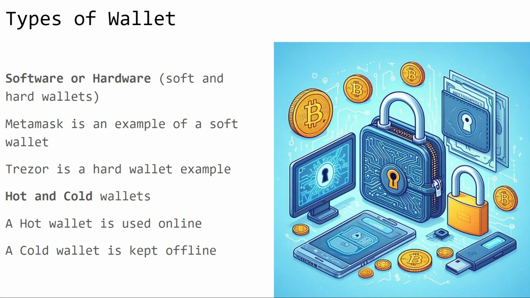So we're now going to talk about types of wallets. There's software and hardware wallets, so soft and hard wallets. MetaMask is an example of a soft wallet, and Trezor is an example of a hard wallet. And then there's hot and cold wallets, and a hot wallet is used online, and a cold wallet is kept offline.